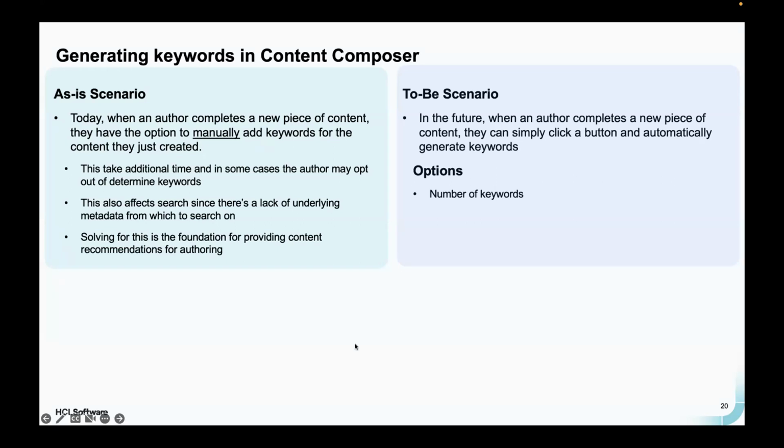So moving on to generating keywords in Content Composer. It really follows similarly to the summaries in terms of what we're trying to accomplish, which is to take out that manual step and add to that underlying metadata, right? So the 2B scenario is very similar in terms of how we allow the author to simply click a button and generate keywords automatically and allow them to correct, for example, the number of keywords. So I'll hand it over to Hansel to take us through the designs real quickly.